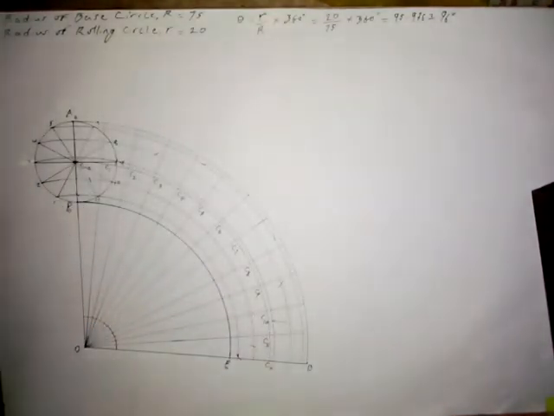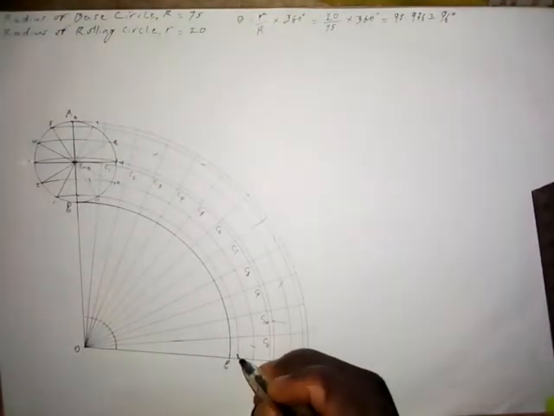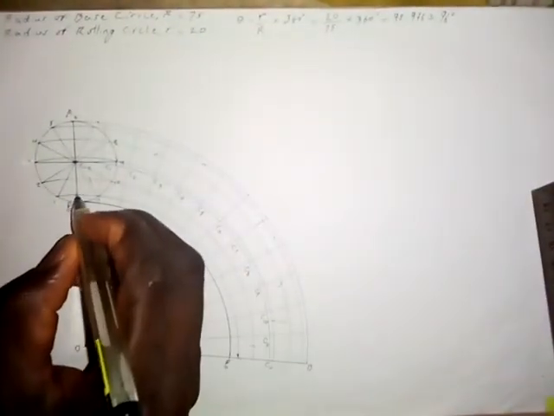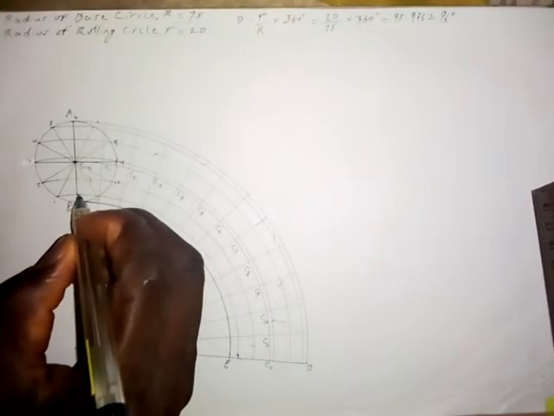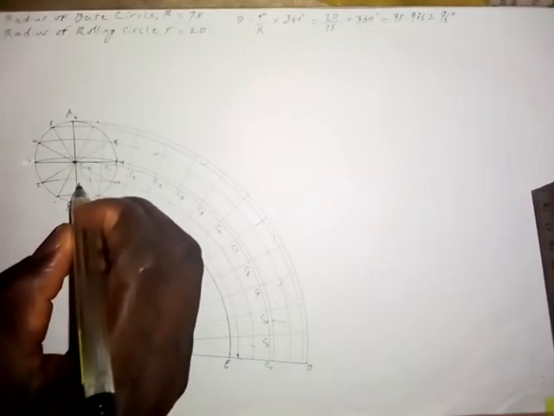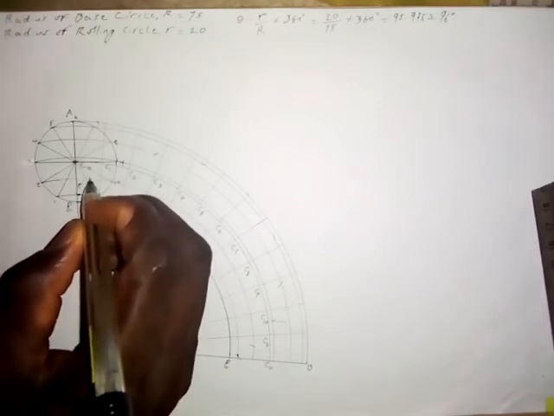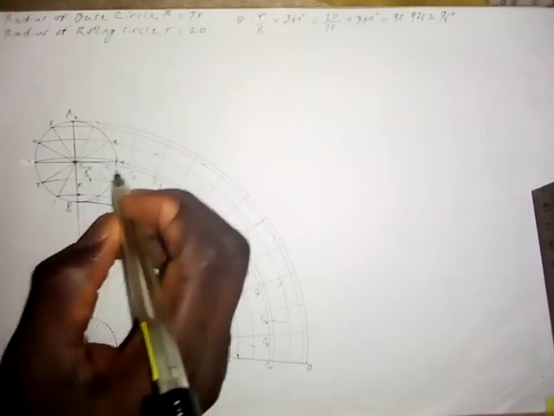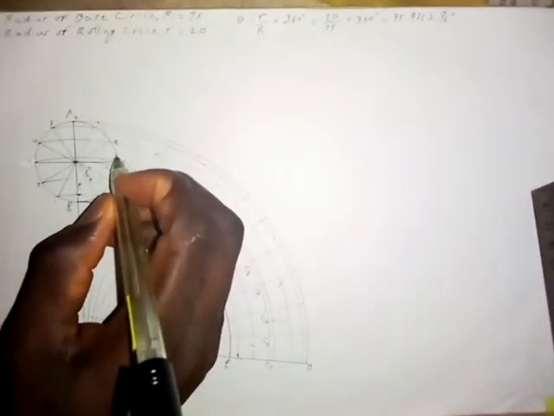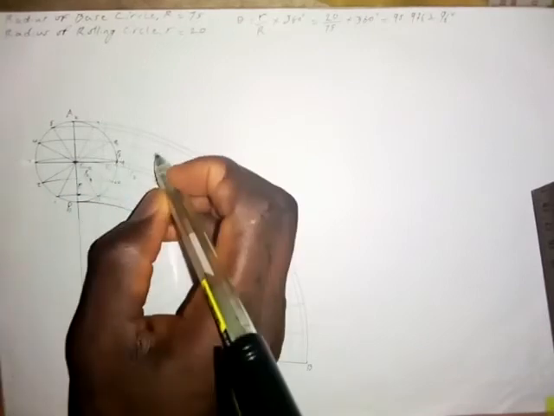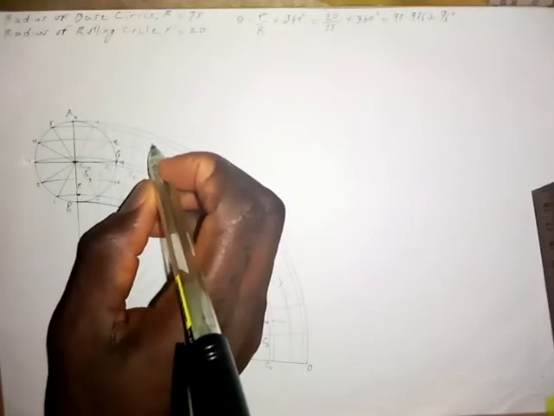So these are the points that we are going to join together. Let me start from here. We have this point, which I will call P1. This point here is P2. This point is P3. And then we have this point, P4.